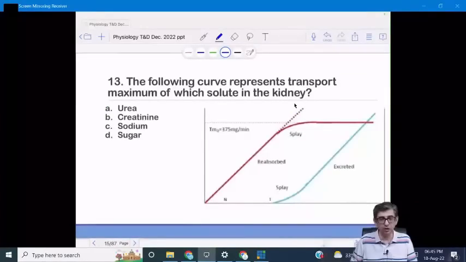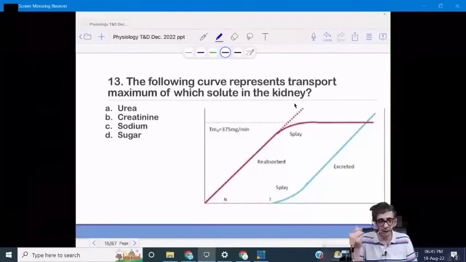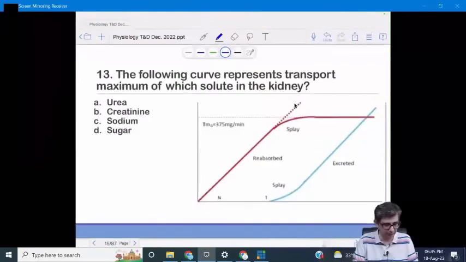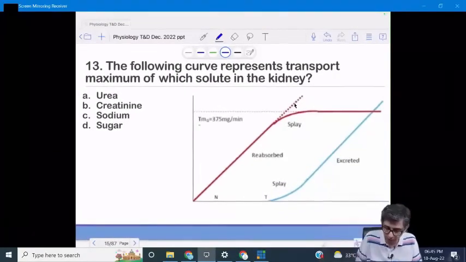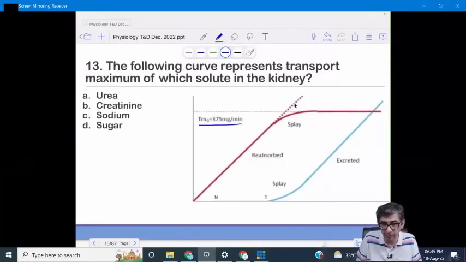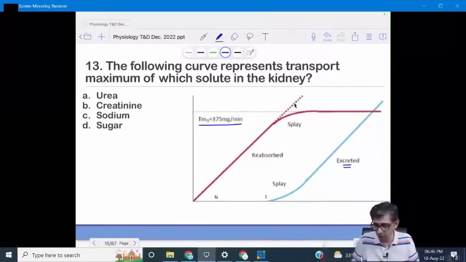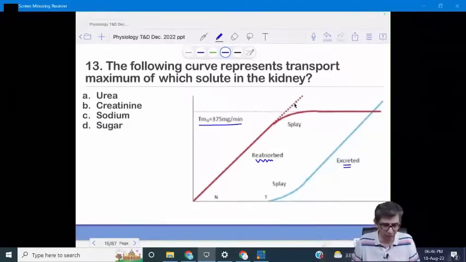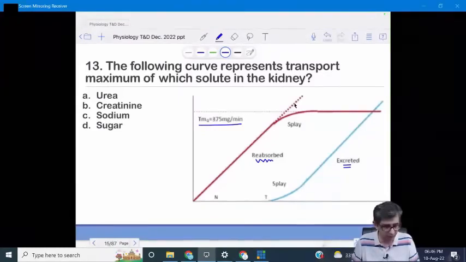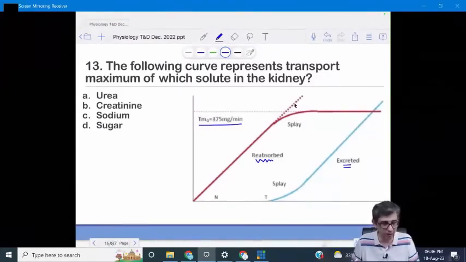The following curve represents the transport maximum of which solute in the kidney. The hint in the question, I'll zoom it in, is this word transport maximum of 375 milligram per ml. You can see that some product is being excreted and some is also being reabsorbed, and the difference of the two is responsible for the final product. So we read about this with respect to, okay, I got one as urea and another one that I got as sugar.